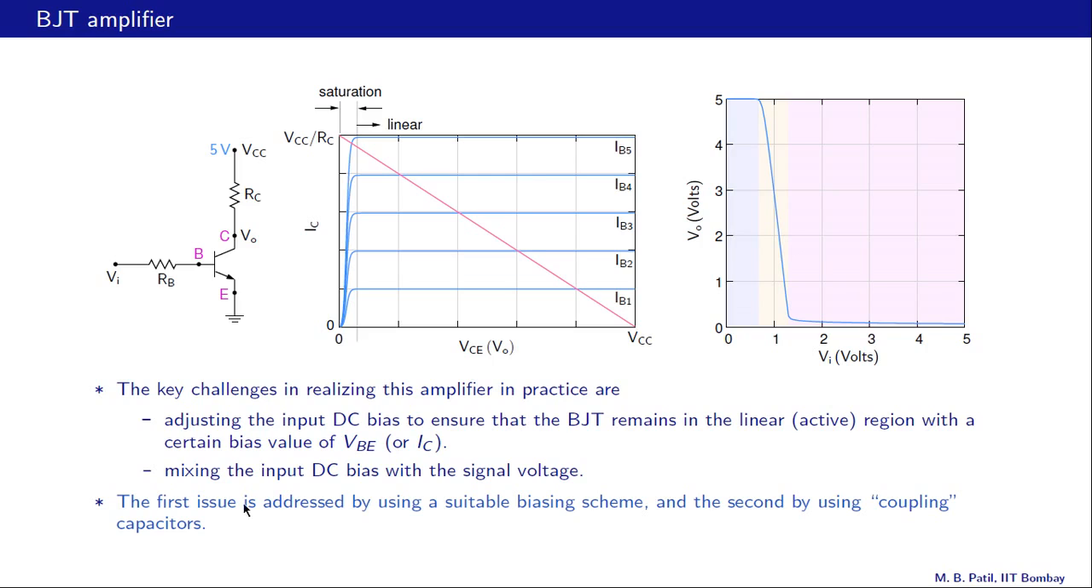The first issue, adjusting the DC bias of the input voltage, is addressed by using a suitable biasing scheme, and we will see some of the biasing schemes. And the second issue of mixing the input DC component and the signal is achieved by using coupling capacitors, and we'll also take a look at that.